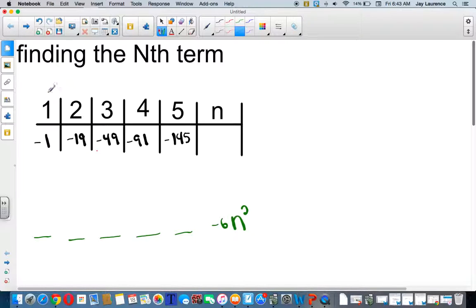All right, I'm going to fill in my comparison line. Remember, that means I'm putting 1 in for n. So this one here is going to be negative 6 times 1 squared. Well, 1 times 1 is 1, times negative 6 is negative 6. Right here, the second one's going to be negative 6 times 2 squared. 2 times 2 is 4, times negative 6 is negative 24.